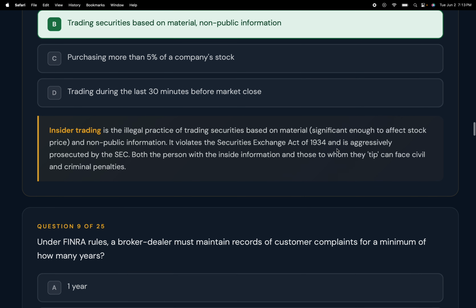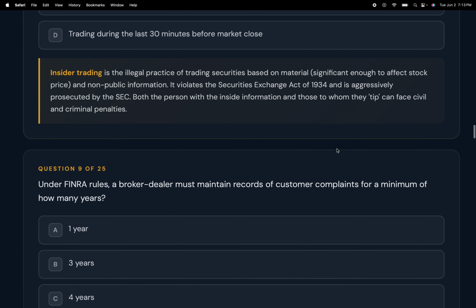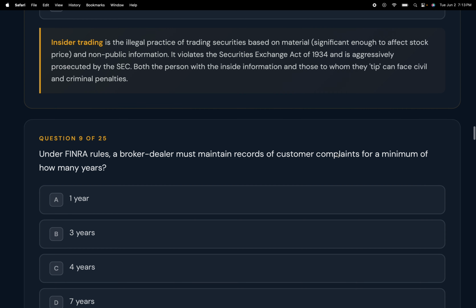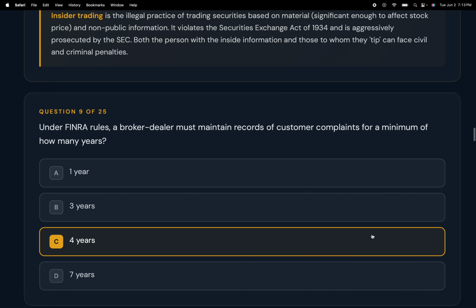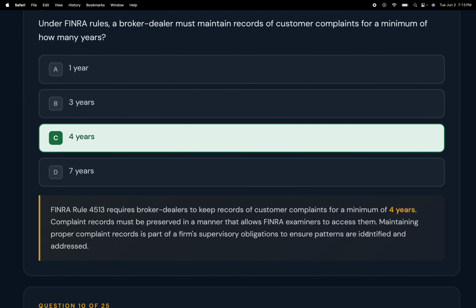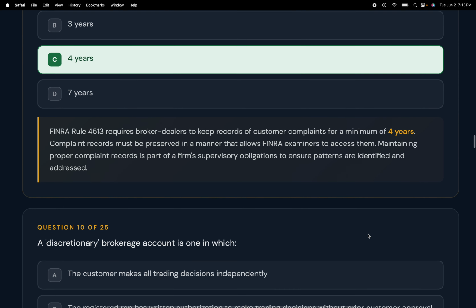Number 9, under FINRA rules, a broker-dealer must maintain customer complaints for a minimum of how many years? You just got to know this one. 4 years. Not many triggers there. You just know the deal.